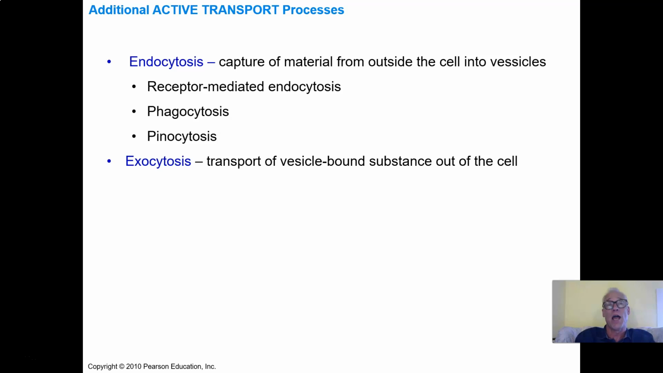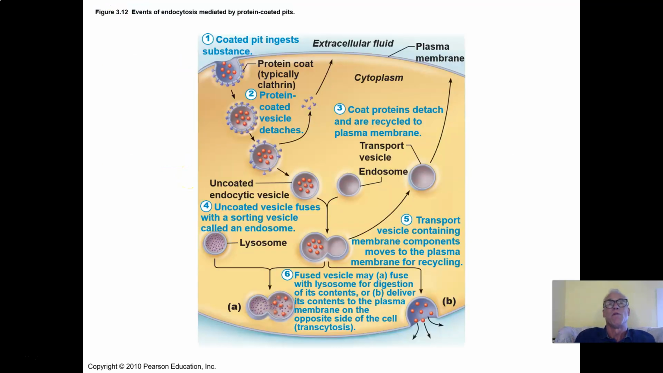All right, just a couple of other active transport processes that we should probably define so that if they come up later in our curriculum, we'll know what it means. Endocytosis is the capture using ATP of substances or particles or materials from outside the cell to the inside. And exocytosis is the transport of vesicle-bound materials from inside to outside of the cell. So let's take a quick look at an example of endocytosis.